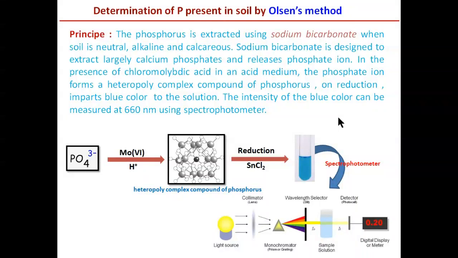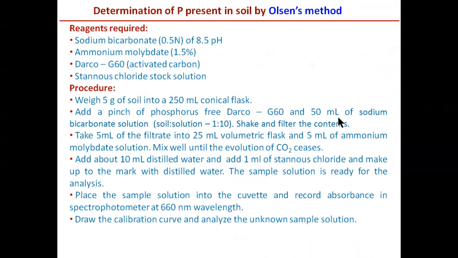percentage in the soil. So here the required reagents are sodium bicarbonate, which is 0.5 normal solution, and the pH of this solution is 8.5. Ammonium molybdate is required, which is 1.5%, and then Darco G60, which is activated carbon, is required for the filtration. Stannous chloride stock solution is required for the reduction purpose, and also we need a standard phosphorus solution for the construction of the calibration curve.